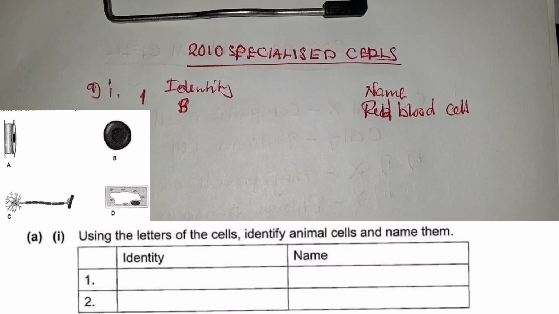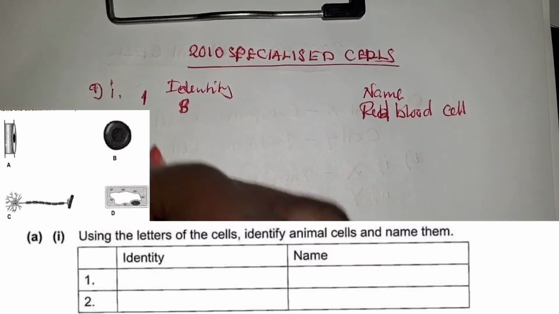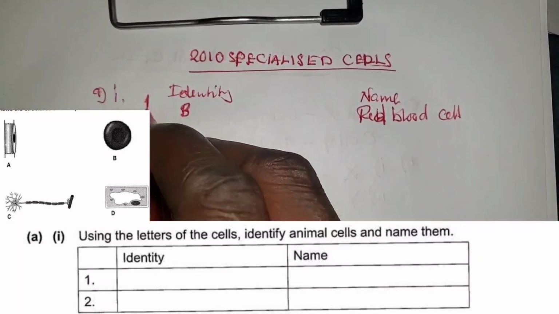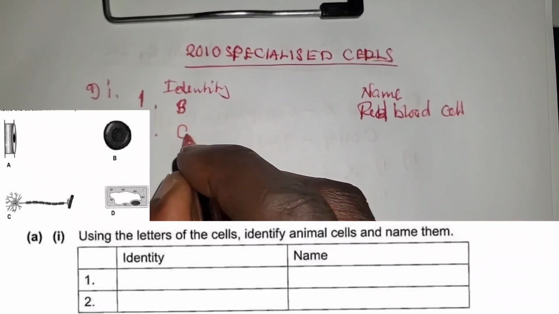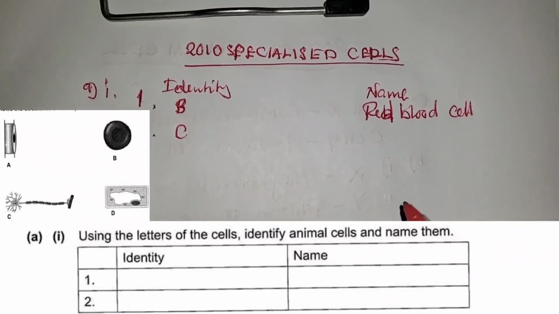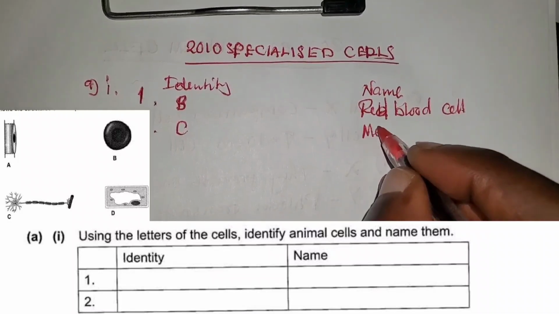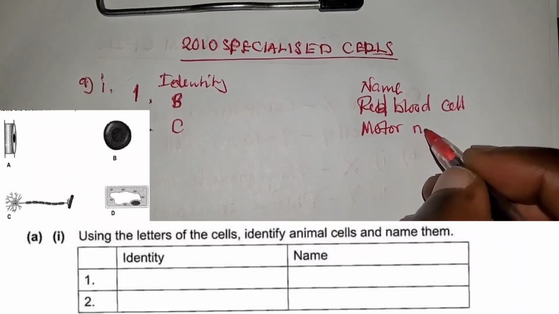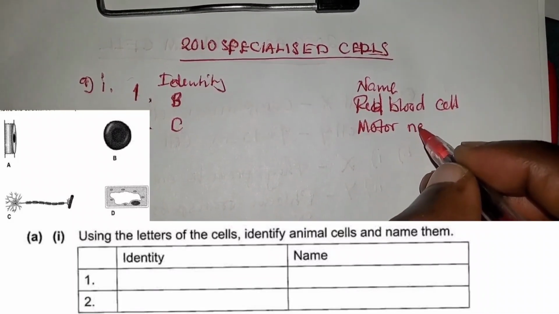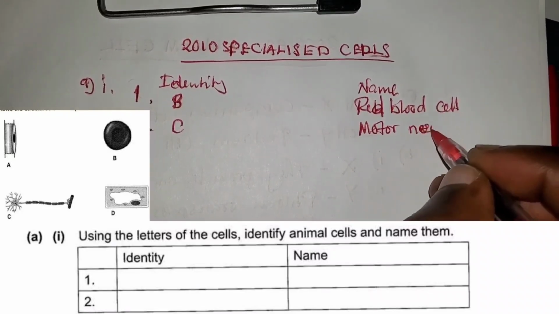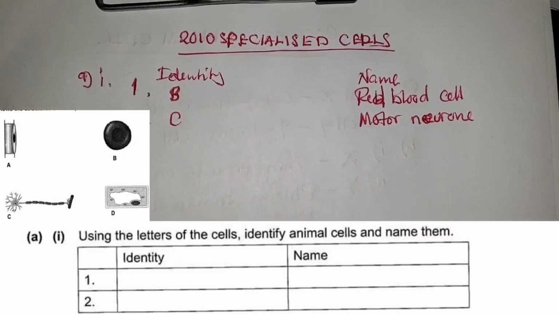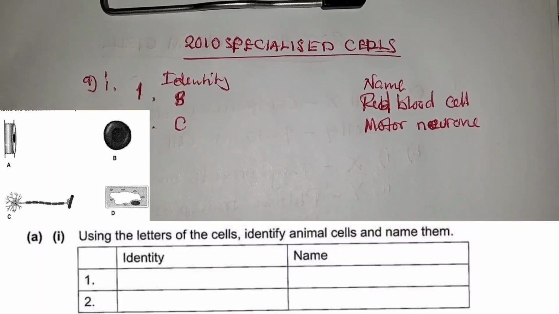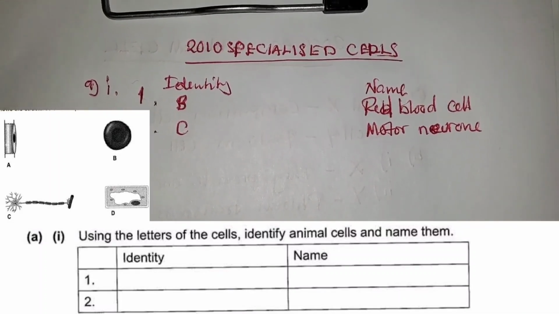Then the other animal cell here is C. The name of animal cell C is a motor neuron. That's the answer to the first question A1.